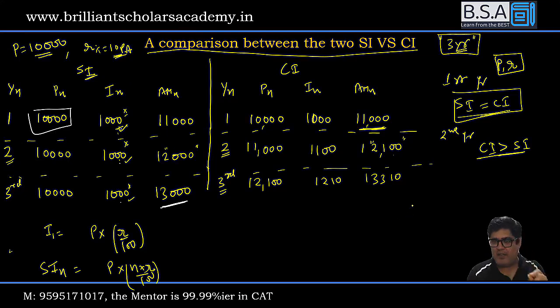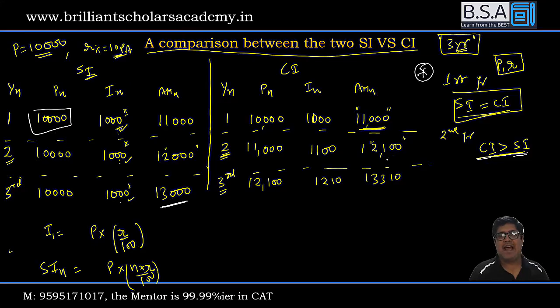So one thing that you have written so far, I hope, is amount at the end of the year becomes the principal for next. Second observation, this one. SI and CI are same for the first year. Second year onwards, compound interest becomes more than simple interest and the gap widens.